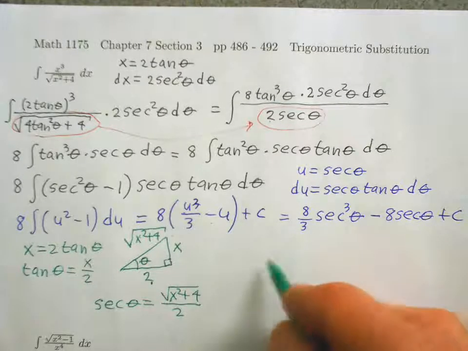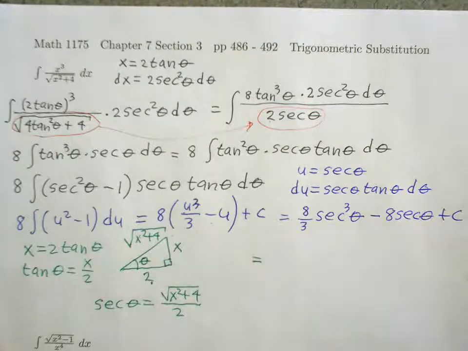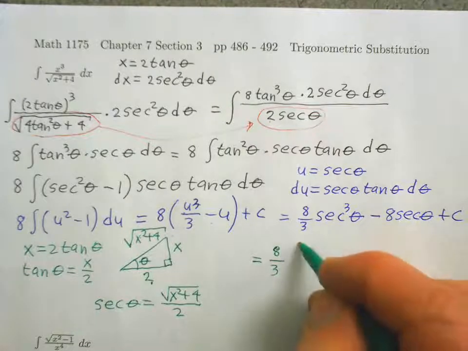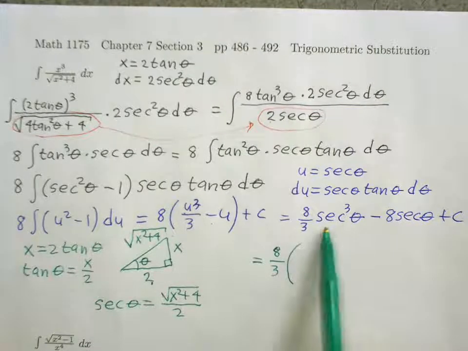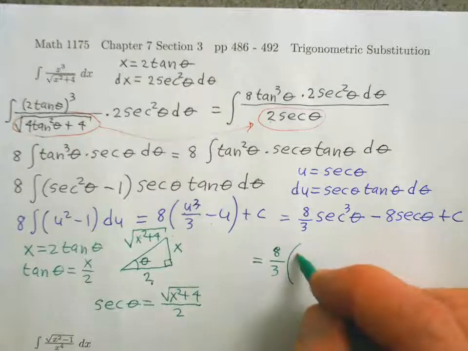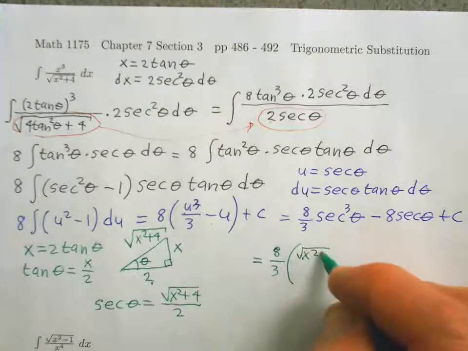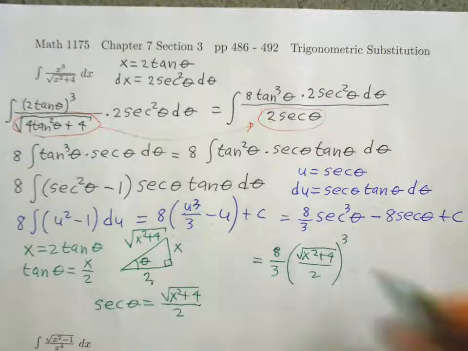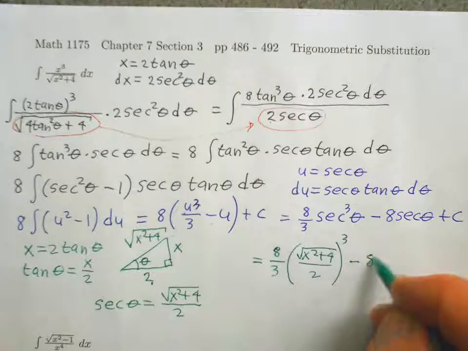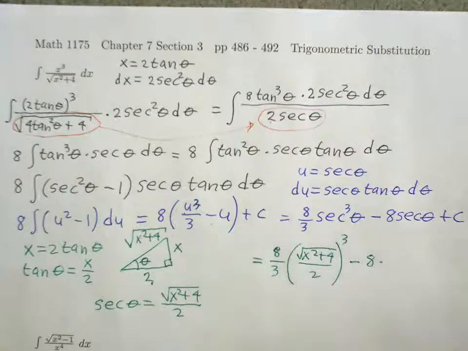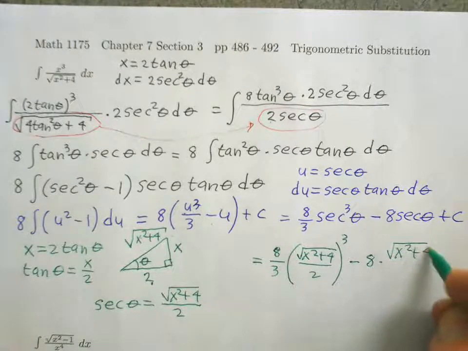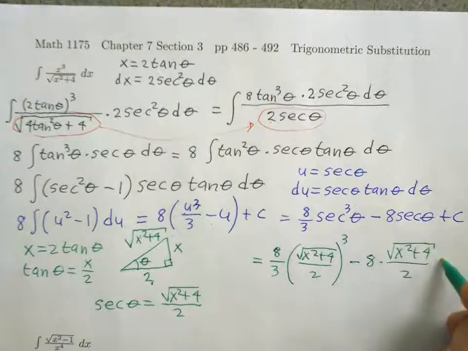Okay, so the answer to our indefinite integral then is 8/3 times secant of theta to the third, so I'll just put the square root of x squared plus 4 over 2 to the third, and then minus 8 times secant of theta, so 8 times the square root of x squared plus 4 over 2, and then plus a constant.